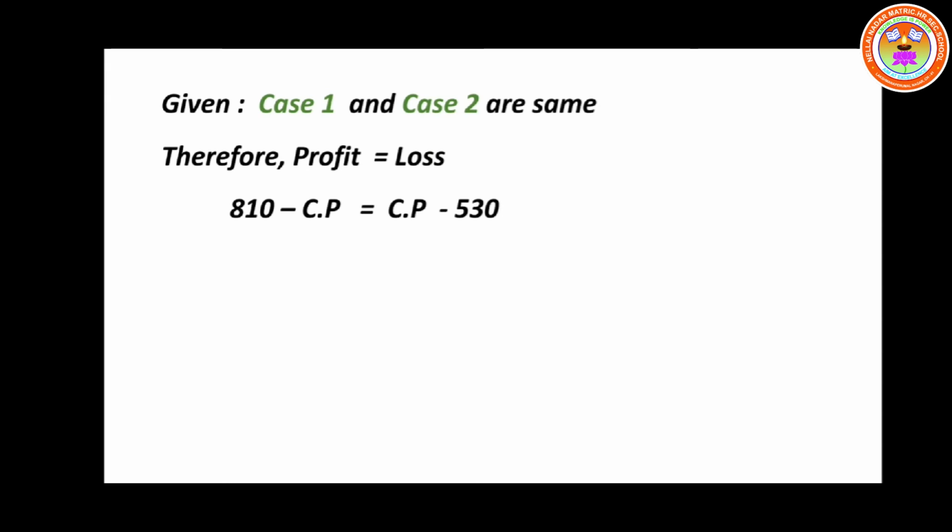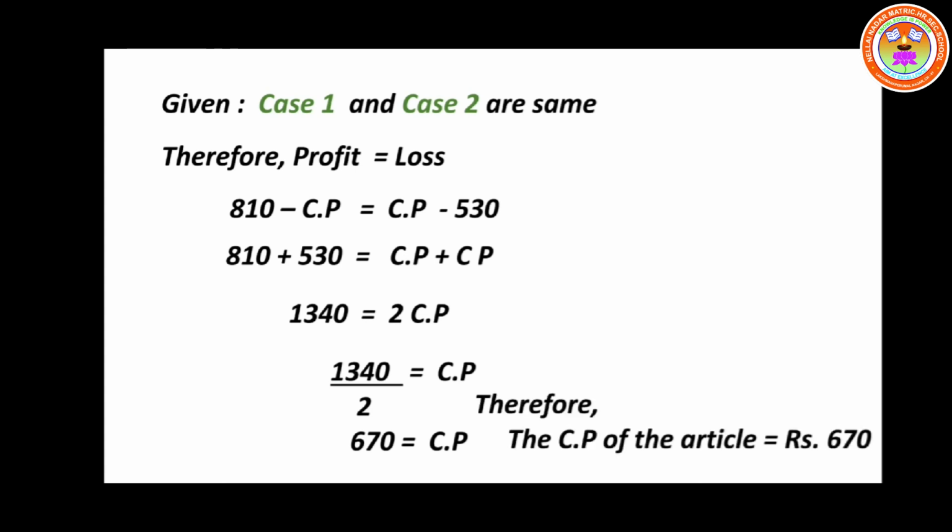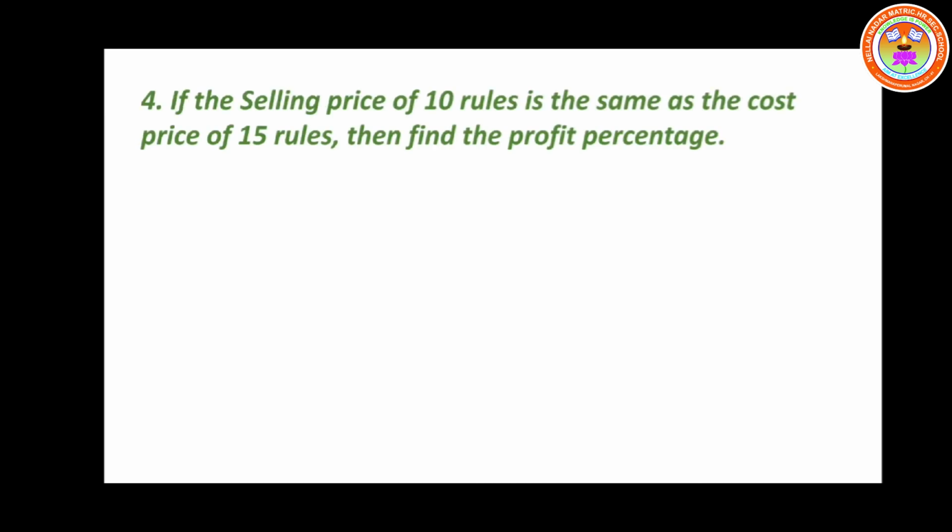So the sign will get changed. 810 plus 530, which is equal to CP plus CP. When you add 810 and 530, you'll be getting 1340, and CP plus CP you'll be getting 2CP. Now bring the 2 down to the denominator part. So 1340 divided by 2 is equal to CP. When you divide it by 2, your answer is 670 rupees. 670 is your cost price. Therefore, the cost price of the article is equal to rupees 670.